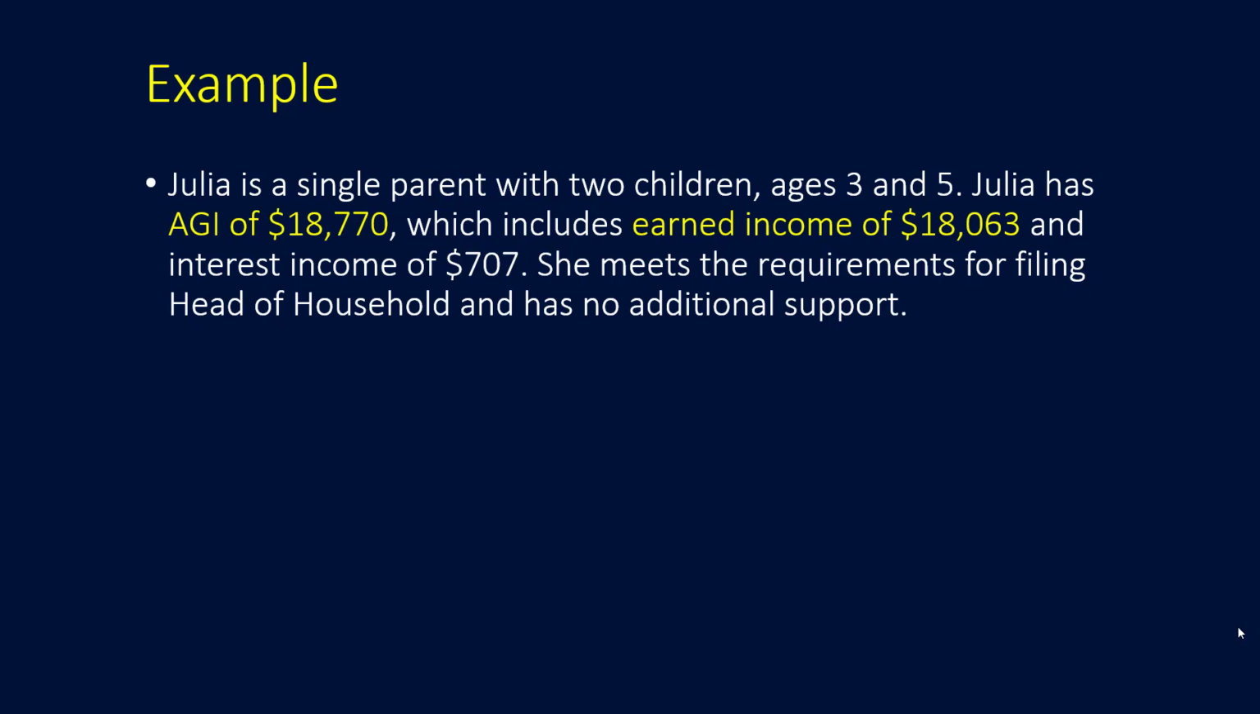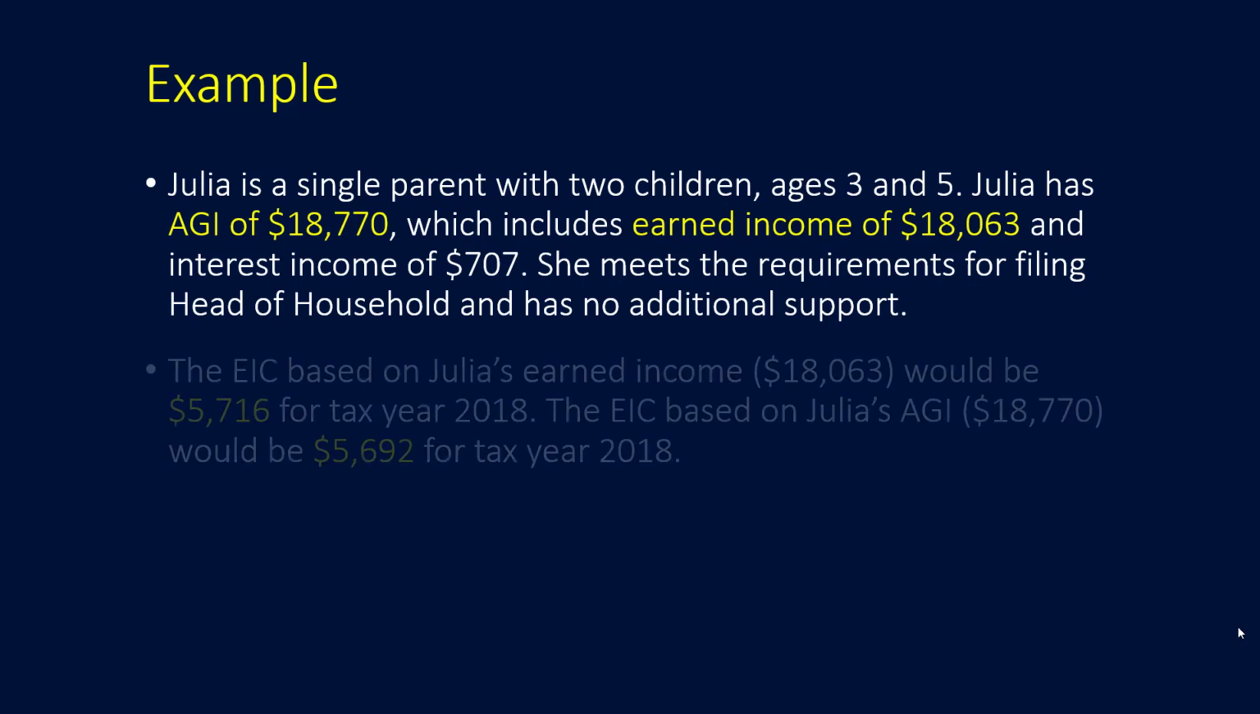For example, Julia is a single parent with 2 children ages 3 and 5. Julia has adjusted gross income of $18,770. This adjusted gross income includes earned income of $18,063 and interest income of $707. She meets the requirements for filing head of household and has no additional support.